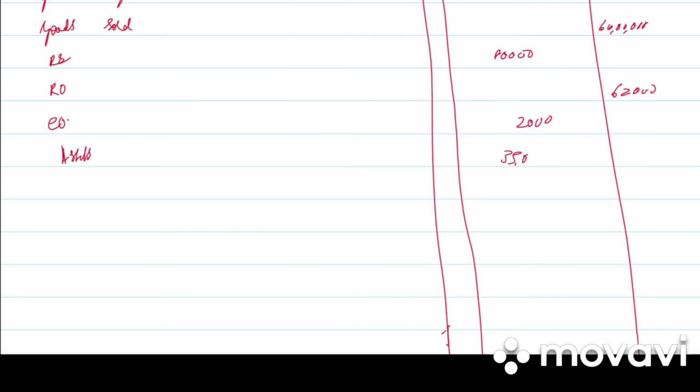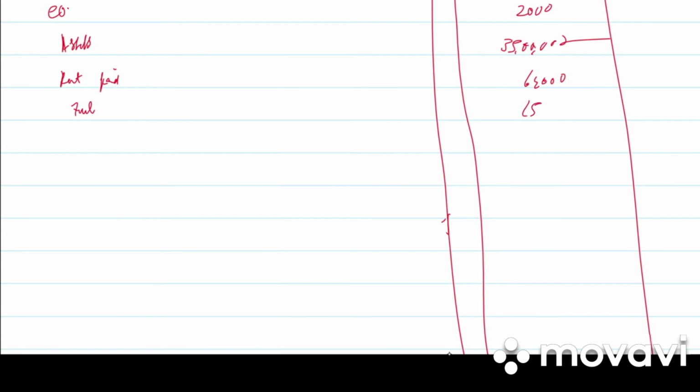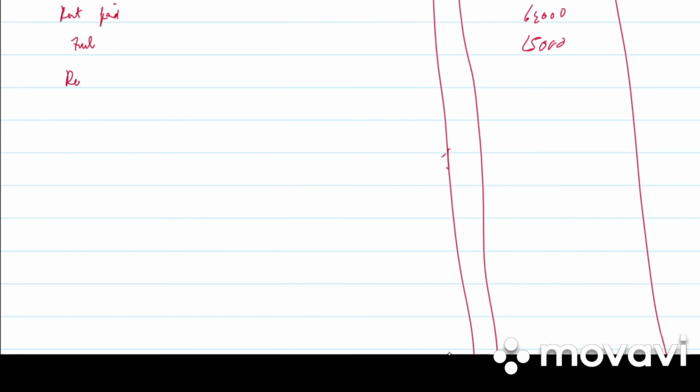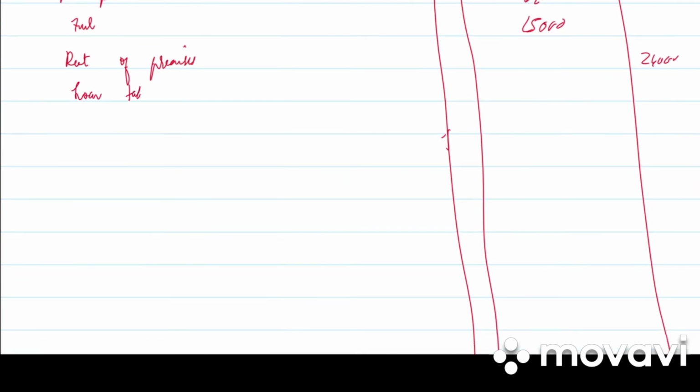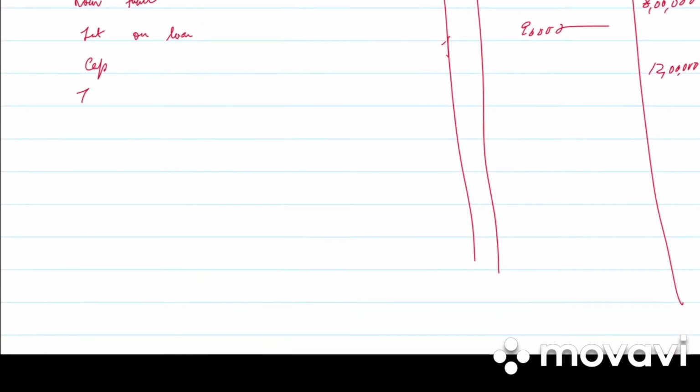assets 35 lakh debit side, rent paid 64,000 debit side, fuel 15,000 debit side, rent of premises sublet to Ghanshyam 24,000 credit side, next we have loan taken 8 lakh credit side, interest on loan taken 96,000 debit side, then we have capital 12 lakh credit side, income tax 40,000 debit side.